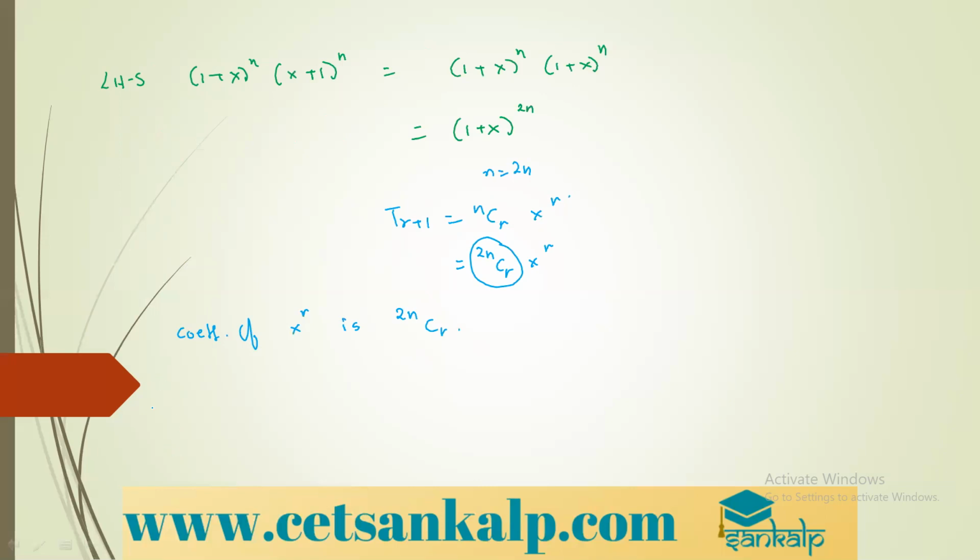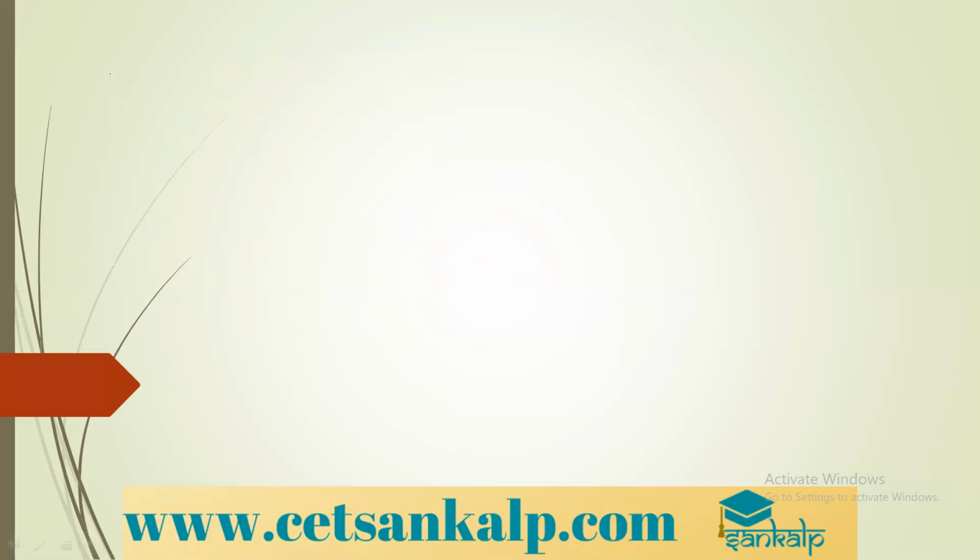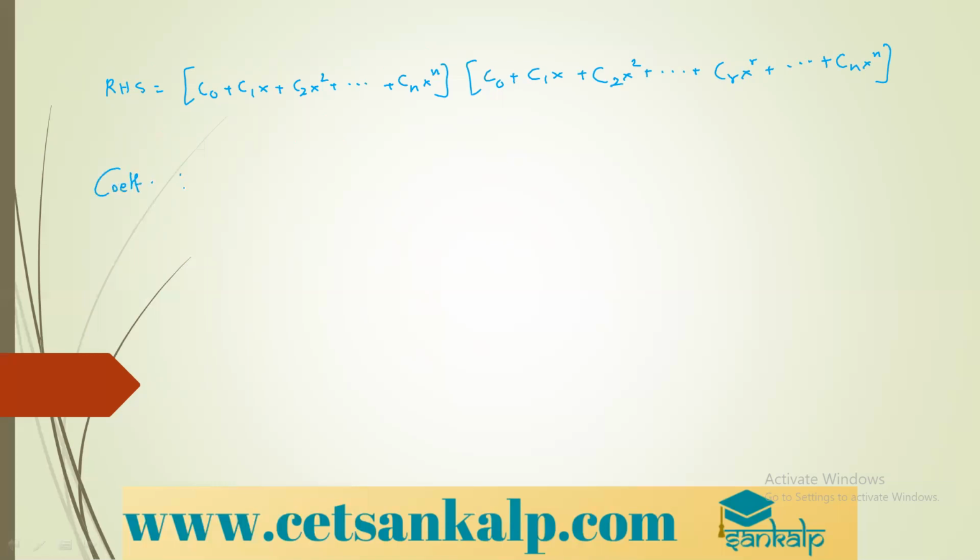On the right side, what do I have? On the right hand side, I will be multiplying C0, C1x, C2x square, like that up to Cn x power n, and again C0, C1x, C2x square, somewhere in the middle Cr x power r, up to Cn x power n. When I multiply, I am taking just the coefficient of x power r. That means I will multiply C0 and Cr.